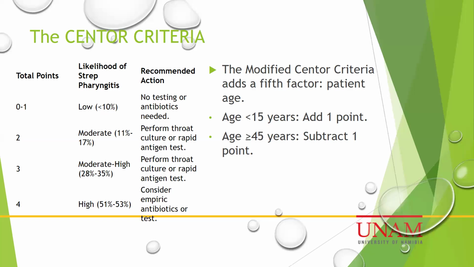And for a Centor total point of 4, the likelihood of streptococcus pharyngitis is very high, between 51 to 53%, most likely a 50% chance. And here you want to consider empiric antibiotic use, okay? And this is important, so that you don't abuse antibiotics and you don't withhold antibiotics from patients that need them.